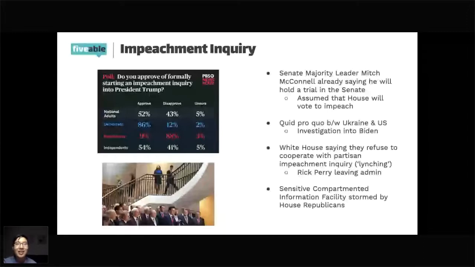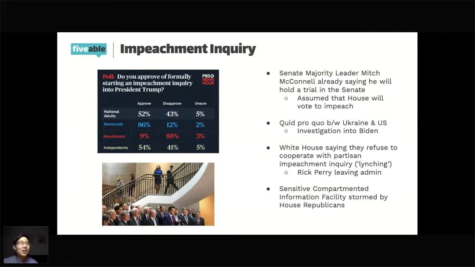The White House is saying that they are refusing to cooperate with the partisan impeachment inquiry. In fact, President Trump even called it a lynching, which led to a lot of tensions because nothing can be worse than the enslavement of an entire ethnic group. And so it was definitely inappropriate.